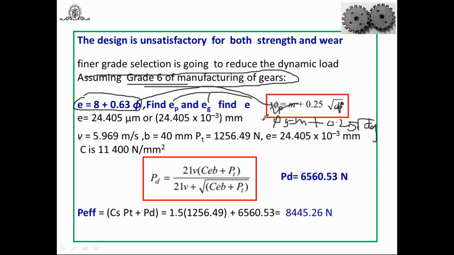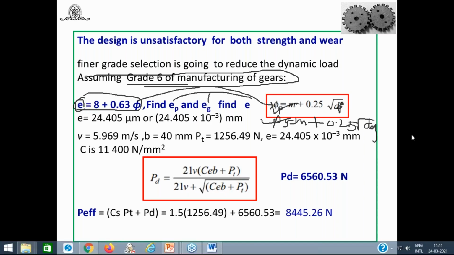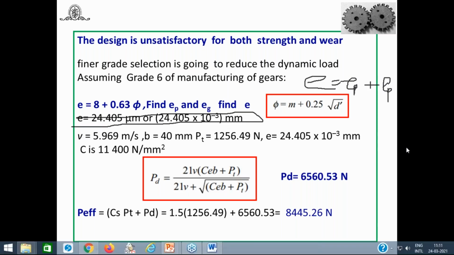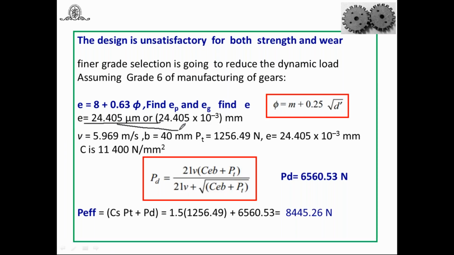And once you get ΔP and ΔG, you can substitute here. You will get EP and you will get EG. Once you get EP and EG, you can substitute directly. You will get E. E means error, E is equal to EP plus EG. You have to revise your calculation further, and after revising it, you will get E is equal to this value. Again, convert micron into mm.